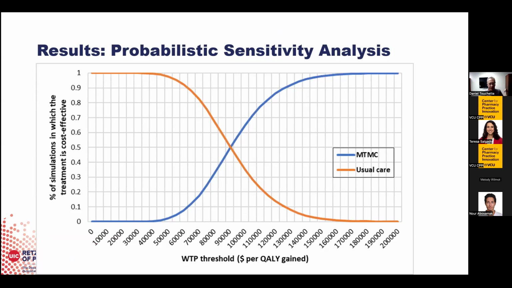We also did another type of scenario analysis where we looked at the willingness to pay threshold and changed it. This is the threshold that we're using to determine how much we're willing to pay for MTM. And we can see that if we were willing to pay $120,000-ish for MTM services, we reach about 90% certainty that MTM is cost effective.